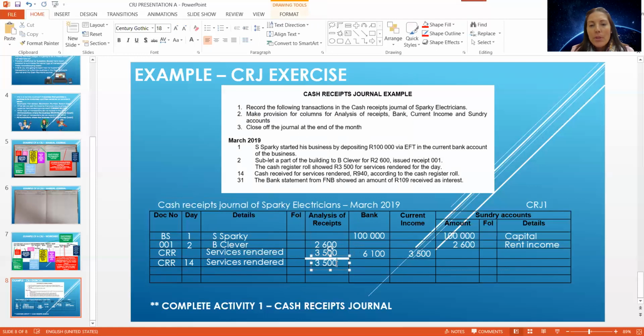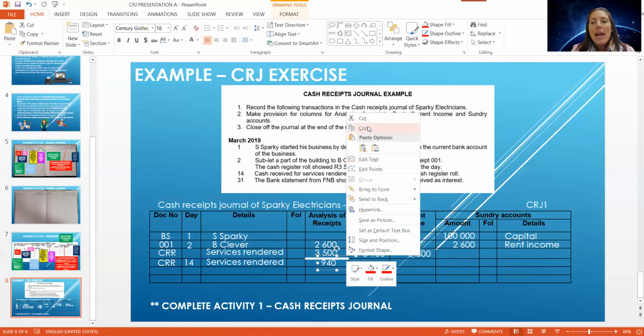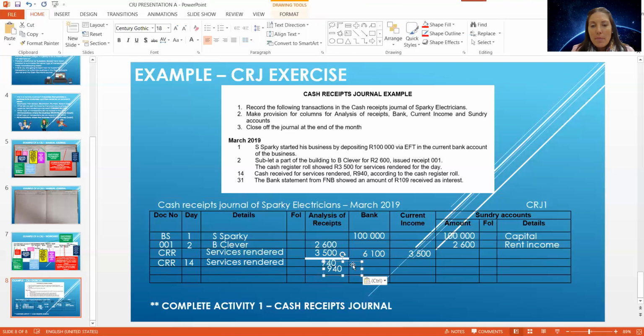So we will put the amount in analysis of receipt. That is 940. Right, what does our rule say? Before I go put the money in the bank, check: is there another transaction that's happening on that day? No. So then I close the till and I take the money to the bank.